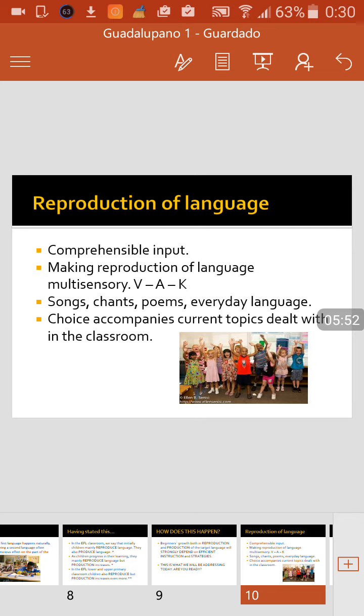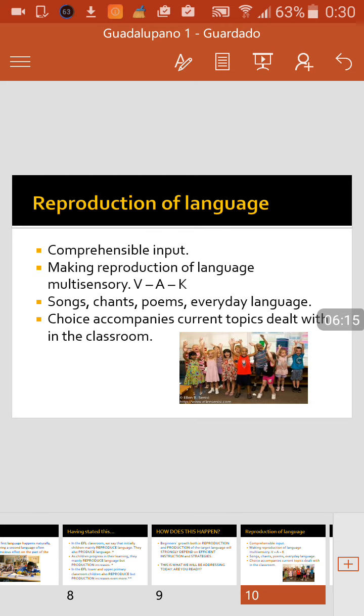When it comes to reproducing the language, and as I said before, this has to do with repeating the language, but with a full understanding of what students are saying, we need to remember how critical the comprehensible input is. We need to remember to make ourselves understood and to provide students with materials that they can understand.